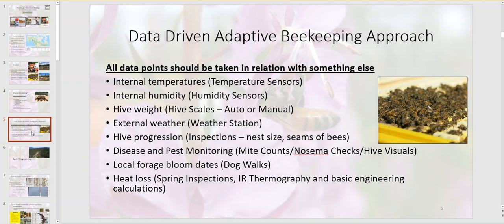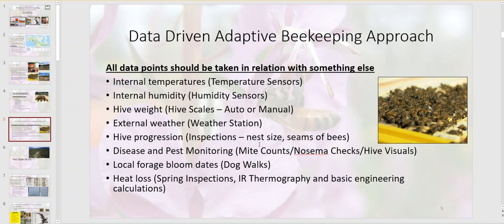I'm an engineer. I do reliability engineering, process type stuff. So I use data a lot in my work, and I typically need data relating to something else, hence the reason I collect multiple points. I've got internal temperatures, humidity, hive weights, and external weather via my weather station. I do inspections, so it gives me an idea of what's going on in the hive.